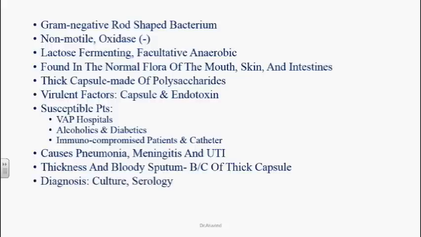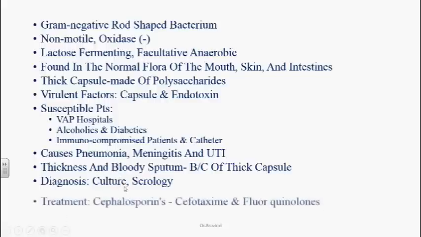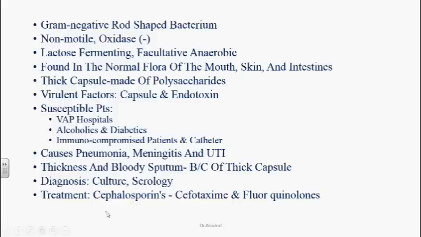And the diagnosis, we can diagnose with culture and serology. By using antibodies we can identify the capsule, and by culturing on MacConkey agar we can grow and identify these organisms. And for treatment, we can use cephalosporins like cephalexin, or we can use fluoroquinolones to treat these patients.